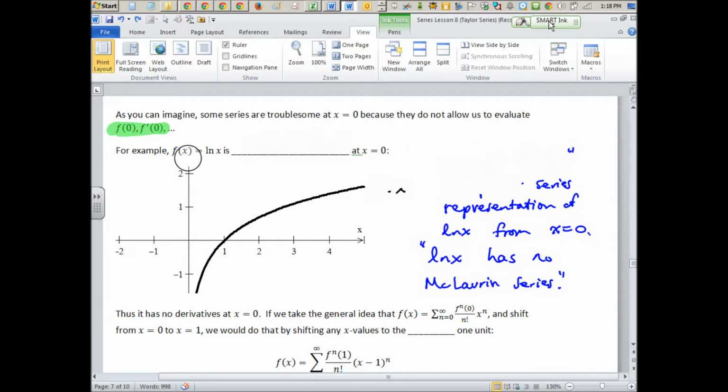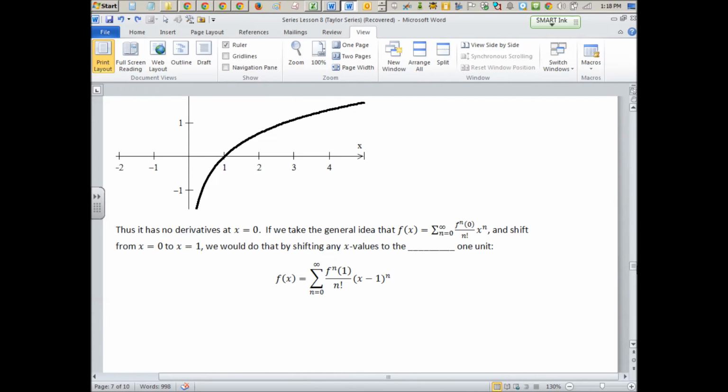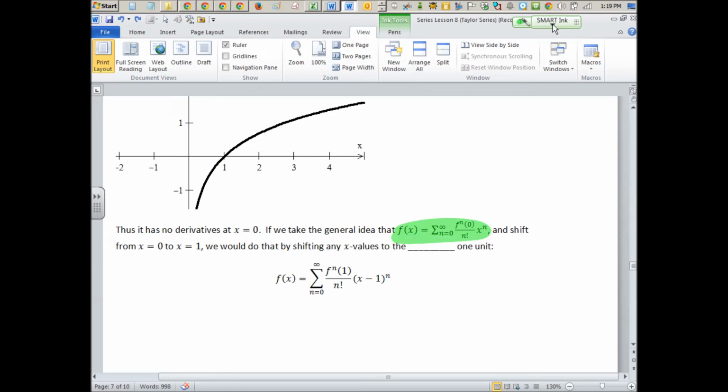All right? So what we're going to do for ln is we're going to build it at 1. The graph is nicely defined at 1. Okay, so we're going to take an old rule, this idea here, and we're going to have to shift everything to the right. So we're going to shift to the right 1 unit. What's going to happen? Well, instead of the nth derivative at 0, it'll have to be the nth derivative at 1. Okay, so you're just going to have to evaluate all your derivatives at 1 instead of 0. You don't have a choice.